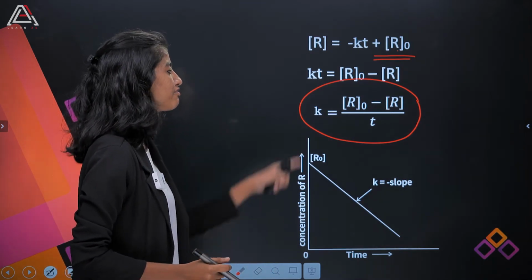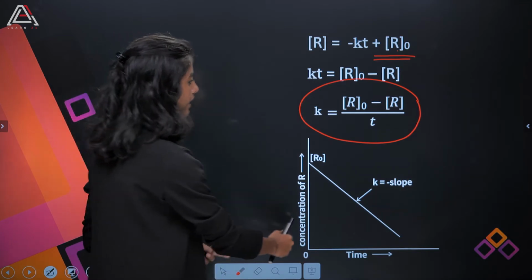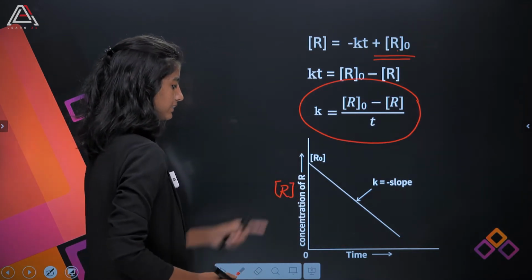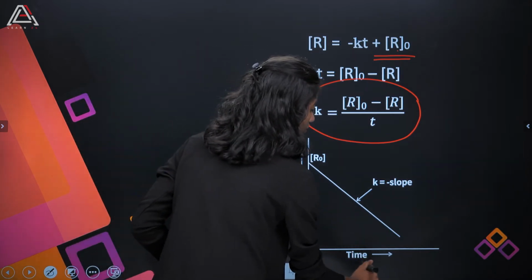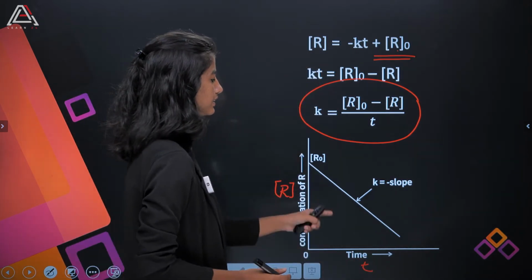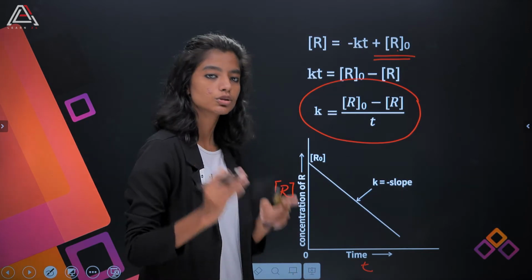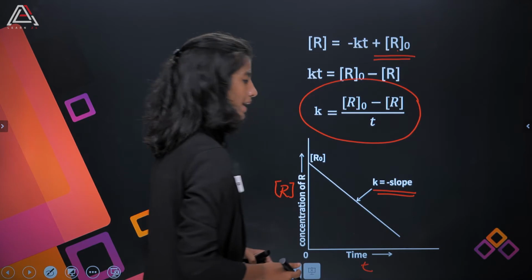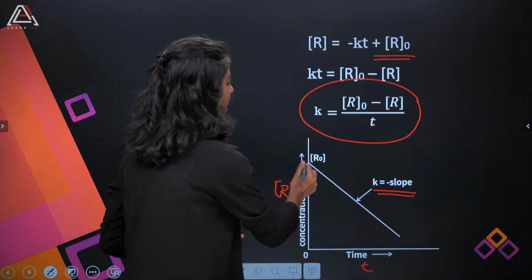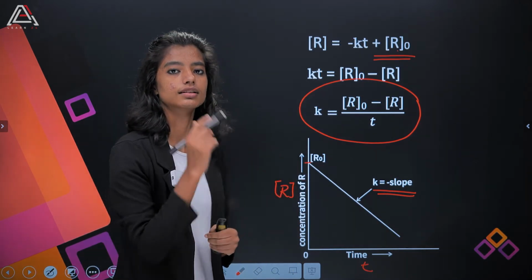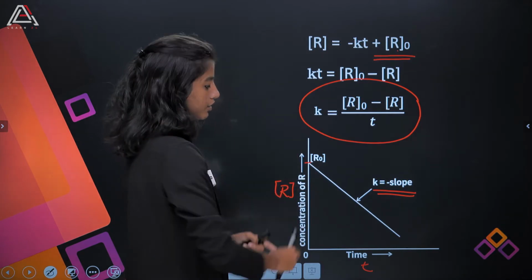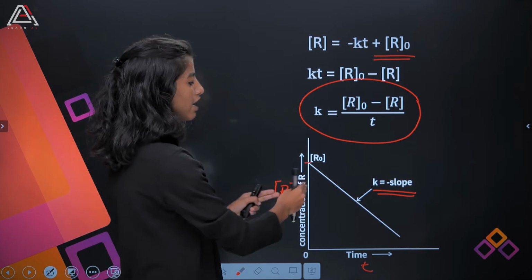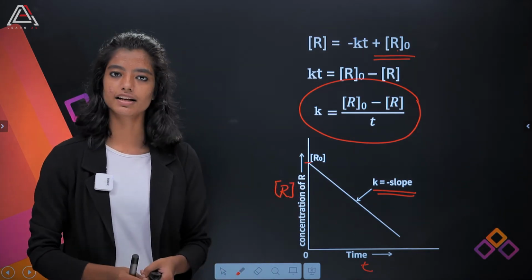Now plotting a graph by this equation, taking the concentration of R on y-axis and time t on x-axis. There is a slope, it is a negative slope, so draw the straight line downwards. So the K will be equal to minus slope, and the y-intercept is the initial concentration, that is the concentration of R naught. Clear? This will be the integrated rate equation and the graph for zero order chemical reaction.